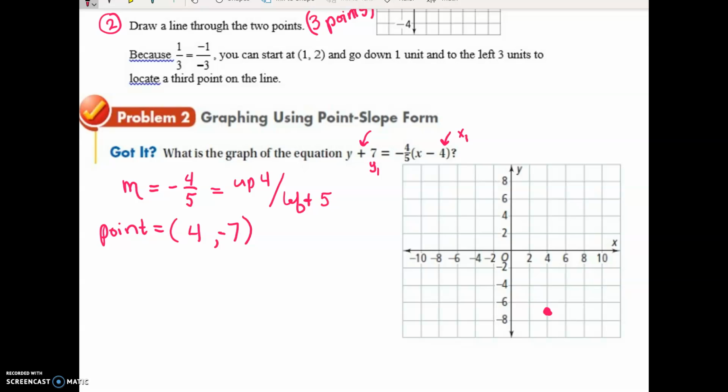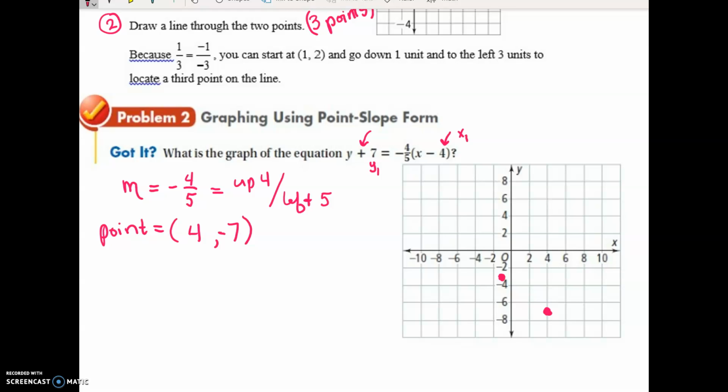So from this point, I would go up 4. So 7, 6, 5, 4, 3. And then I would go over and left 5. So I would go over to right about here in the middle. It's kind of a weird location, but I have to be careful of the scale that is being used.